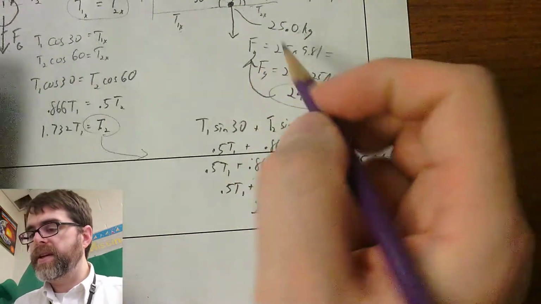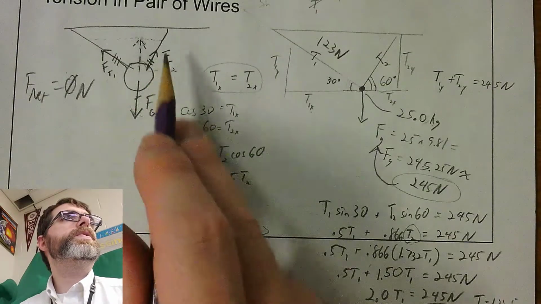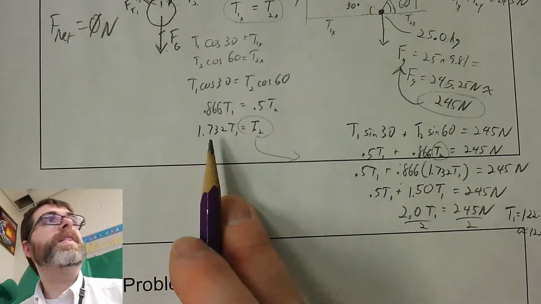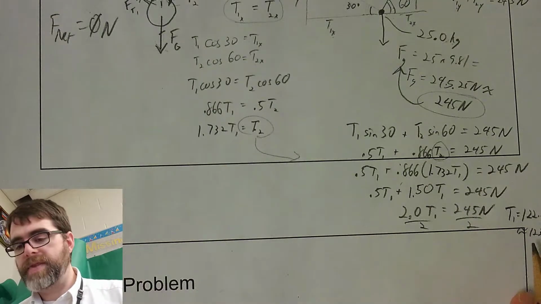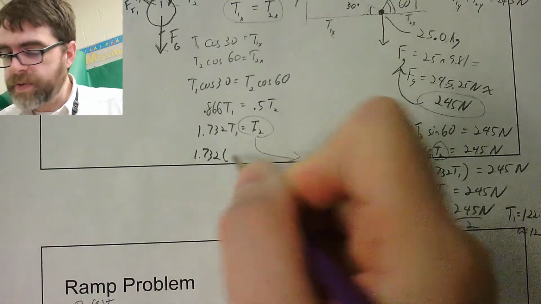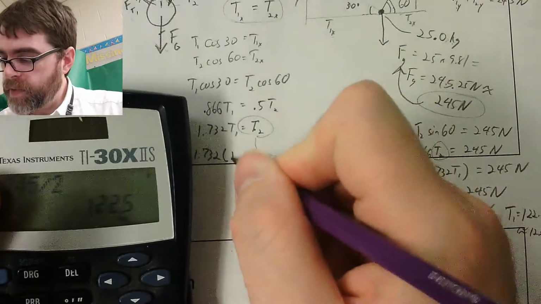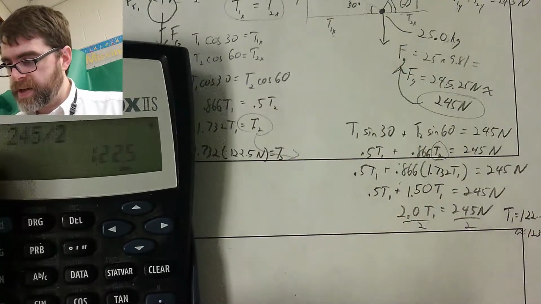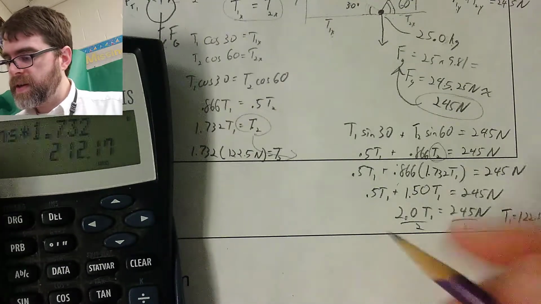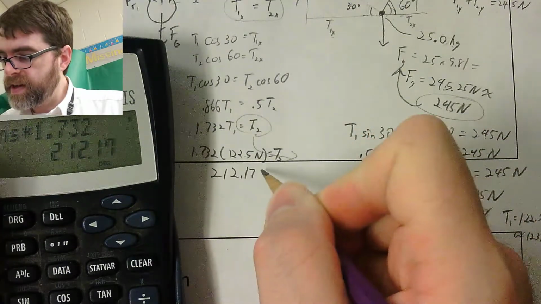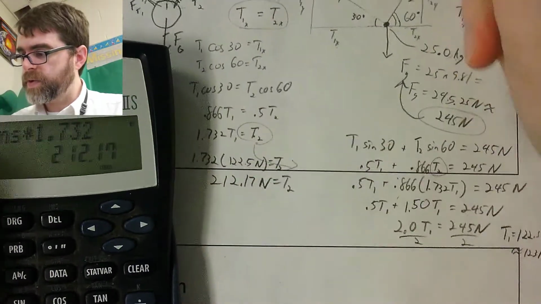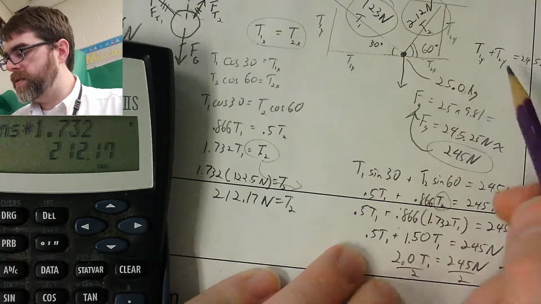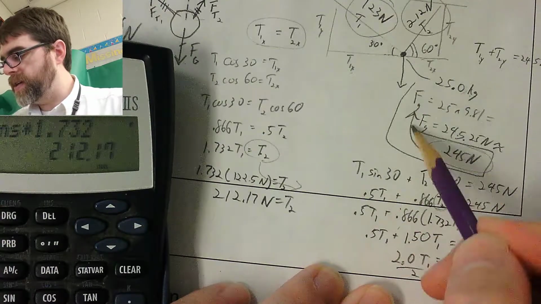Fg we solved for previously, and so then the only one of these forces we have left is t2, and t2 we know is equal to 1.732 times t1. So we have t1 now, so 1.732 times, I'm going to use the full one here, 122.5 newtons is equal to t2, and then multiply those out, and we get 212.17 newtons is equal to t2, which we're going to round off to 212 newtons. So there's t1, t2, and we've already stated it here, but the force due to gravity, and that's all of our ones.